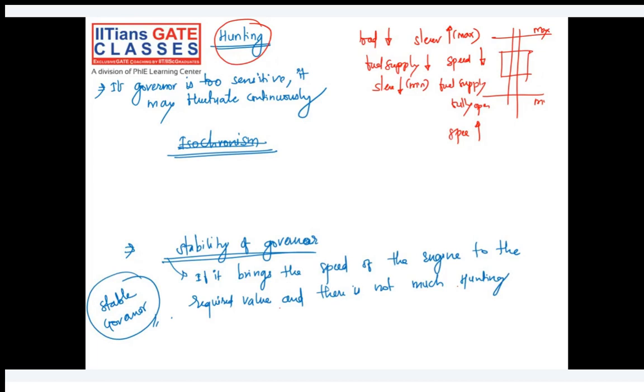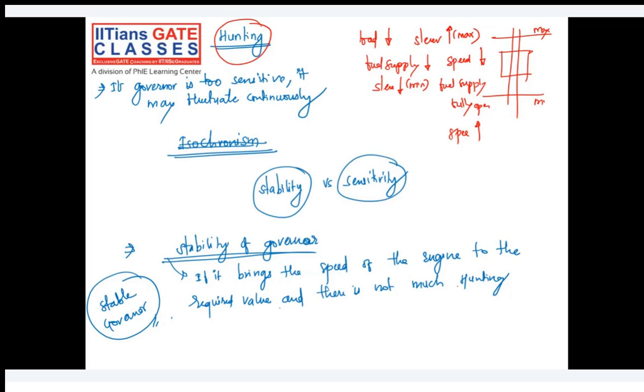So basically, stability and sensitivity are two opposite characteristics. Your governor should be stable as well as sensitive enough to handle it. Okay, so it's a trade-off between stability and sensitivity. Yeah. Okay.